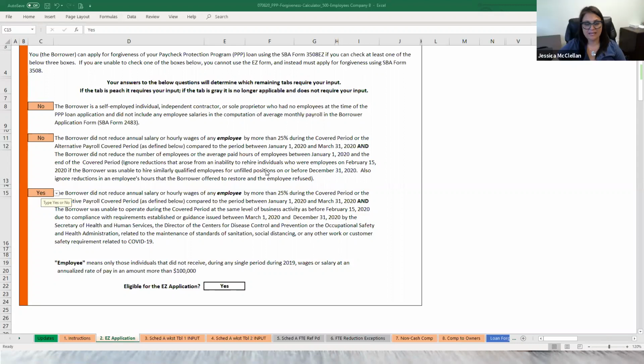Hey, this is another technical question regarding the calculator. How does the calculator deal with biweekly payrolls?